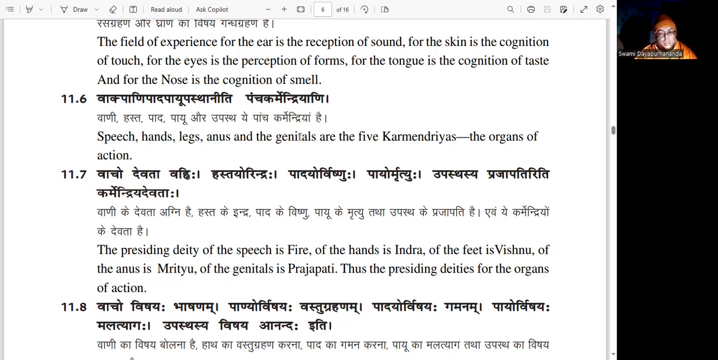Then comes Padayaha Vishnuhu. Pada means legs. The presiding deity of the feet is Vishnu. When we say Brahma, Vishnu, Maheshwara, here also it is that way: when Parameshwara, Paramatman acts, Vishnu is the deity of sustenance. Brahma is the deity of creation. Maheshwara, Shiva, Rudra is the deity of dissolution or destruction. And the deity of sustenance, the controller, is Vishnu.